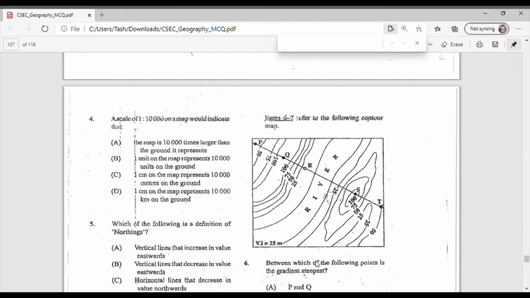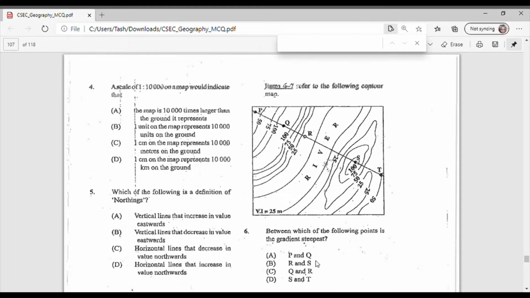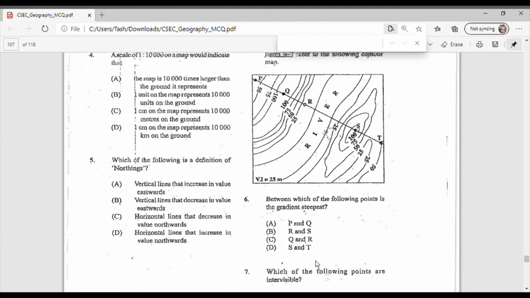For number 5, which of the following is a definition of northings? Just like the word suggests, northings are the lines that increase in value towards the north. So we need to look for that answer. A, vertical lines that increase in value eastwards, no. B, decrease in value eastwards, no. C, horizontal lines that decrease in value northwards, no. And D, horizontal lines that increase in value northwards. So for number 5, the answer would have been letter D.